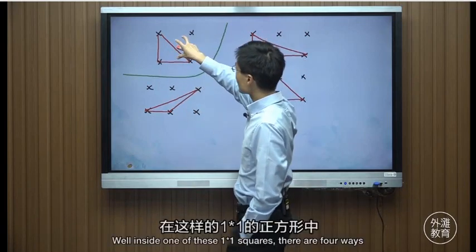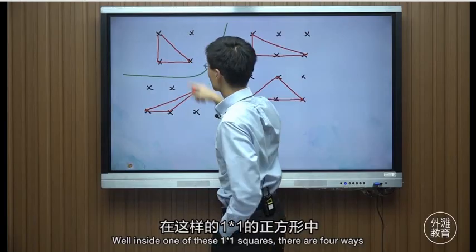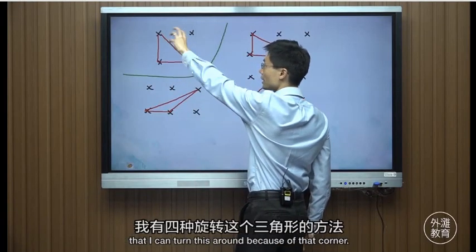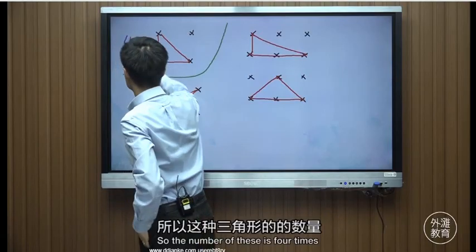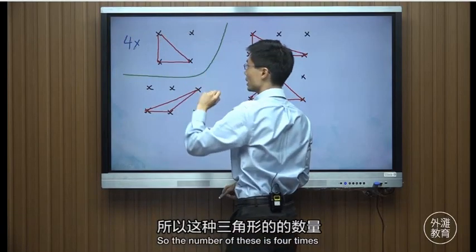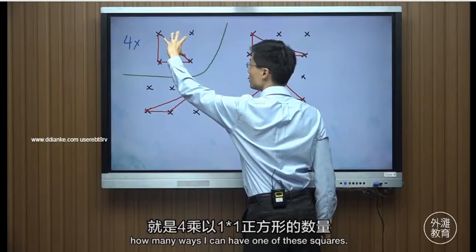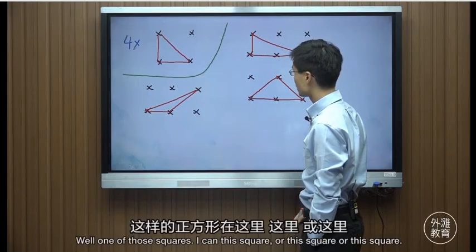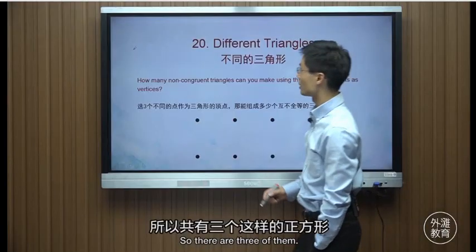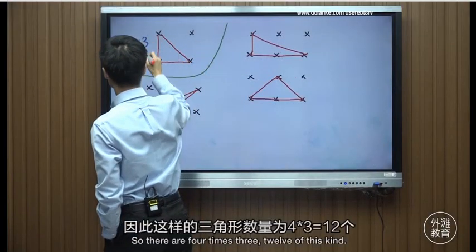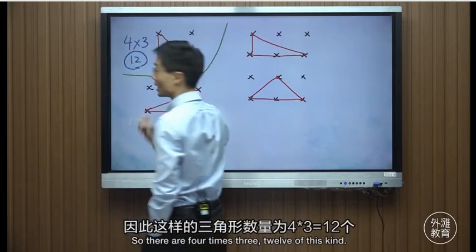Well, inside one of these 1 by 1 squares, there are 4 ways that I can turn this around because of that corner. So the number of these is 4 times how many ways I can have one of these squares. Well, one of those squares, I can have this square, or this square, or this square. So there are 3 of them. So there are 4 times 3, 12 of this kind.